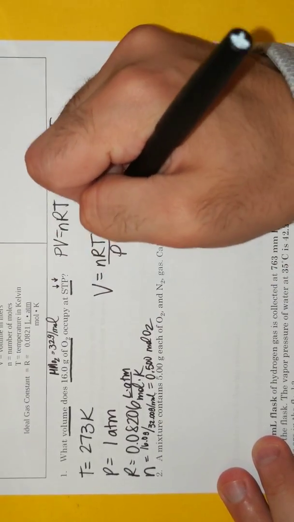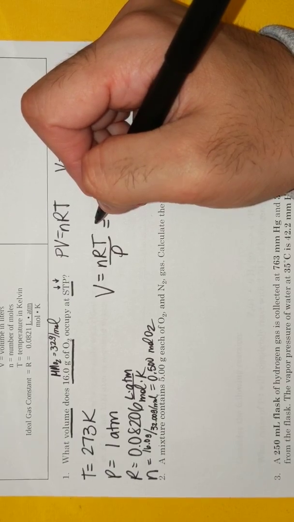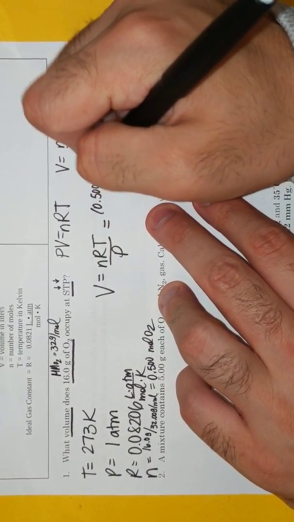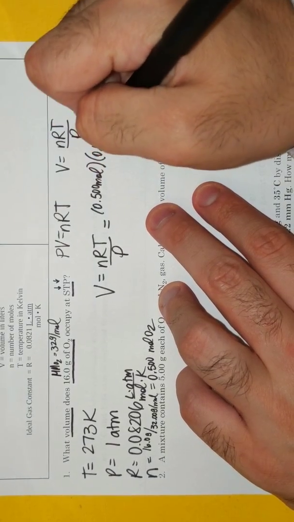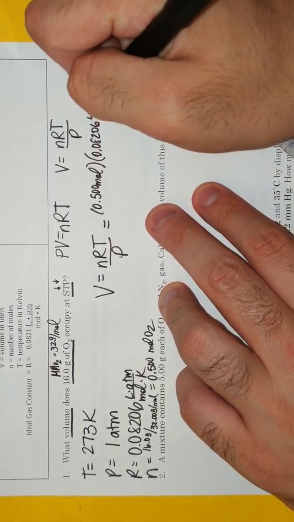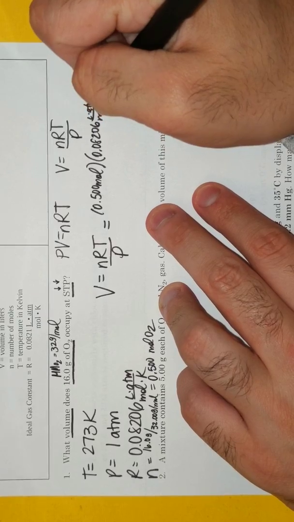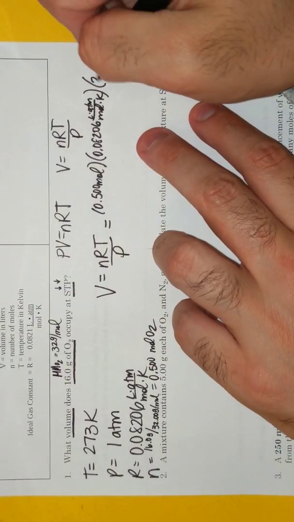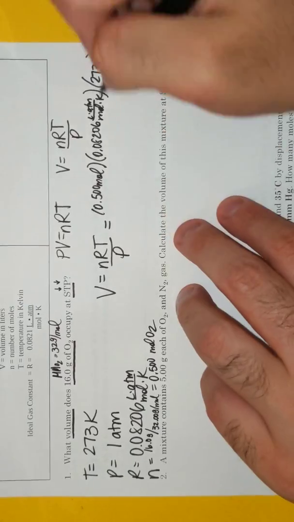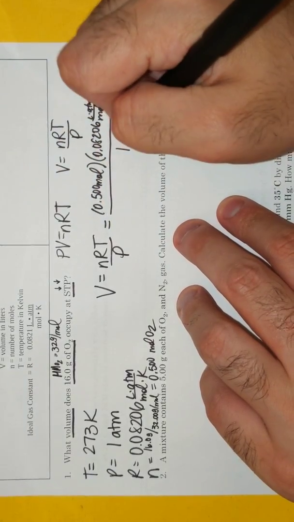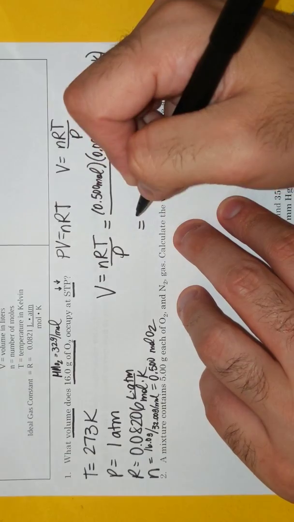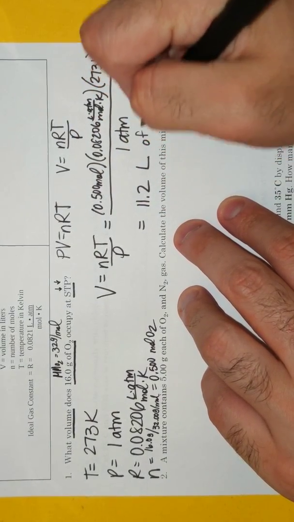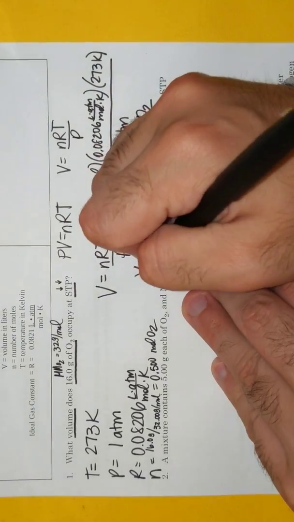nRT over P. n is equal to 0.500 moles. R is, of course, the gas constant, liters times atmospheres per mole Kelvin. T is equal to 273 Kelvin. And P is 1 atmosphere. If you do this all correctly, you should get 11.2 liters of O2. That is the volume of O2.